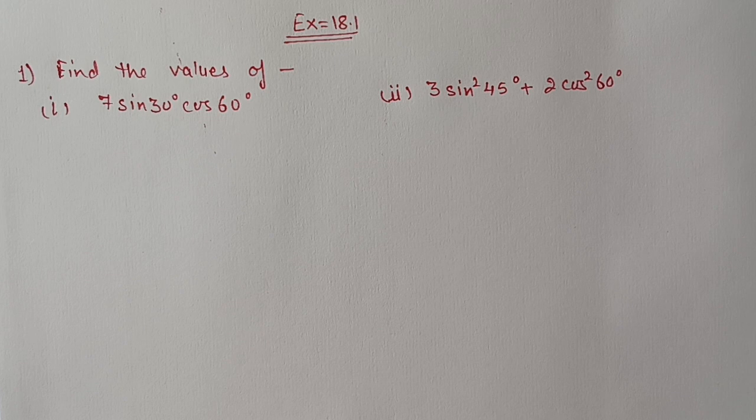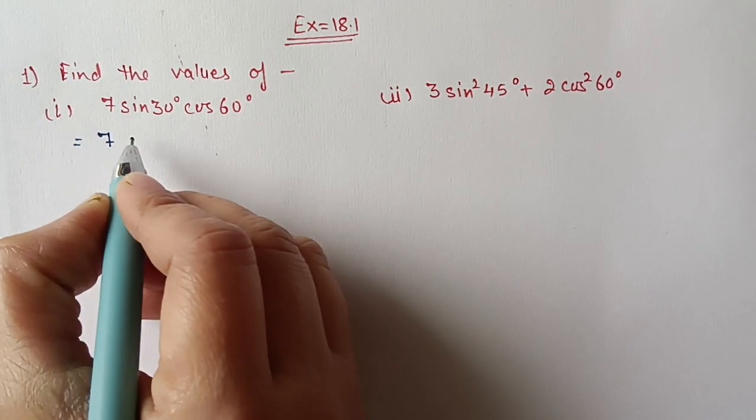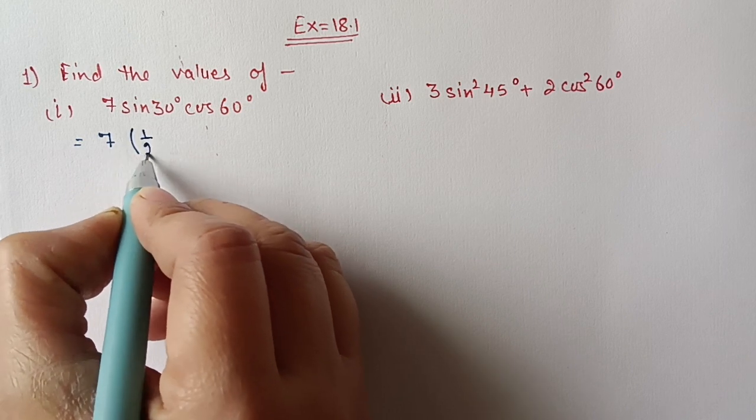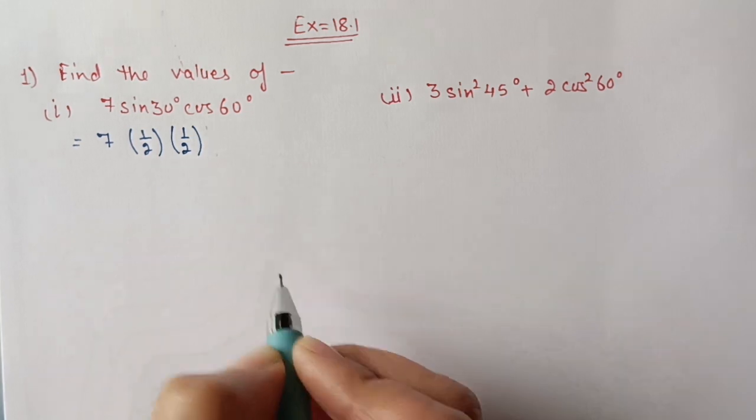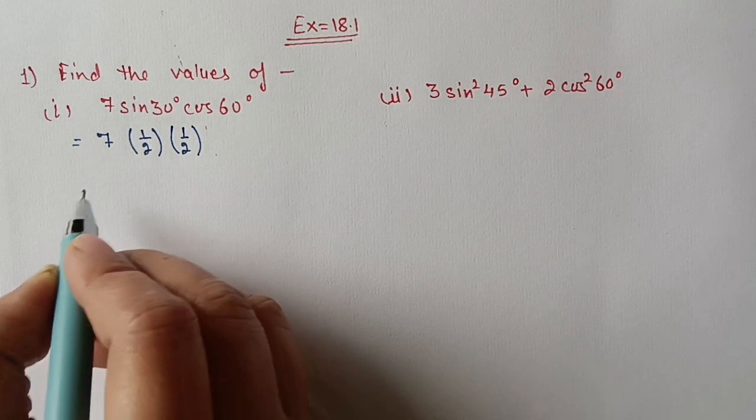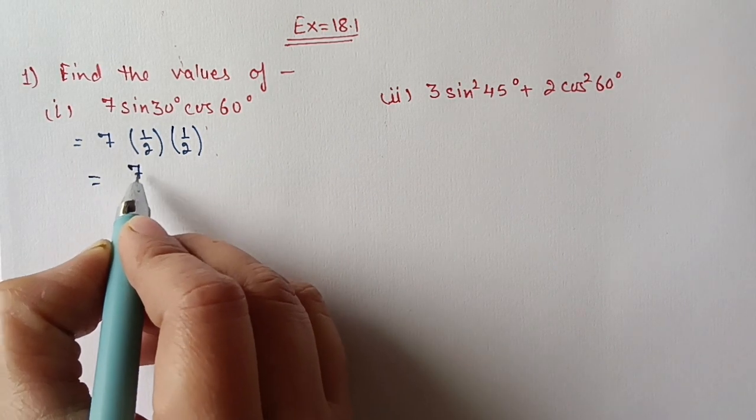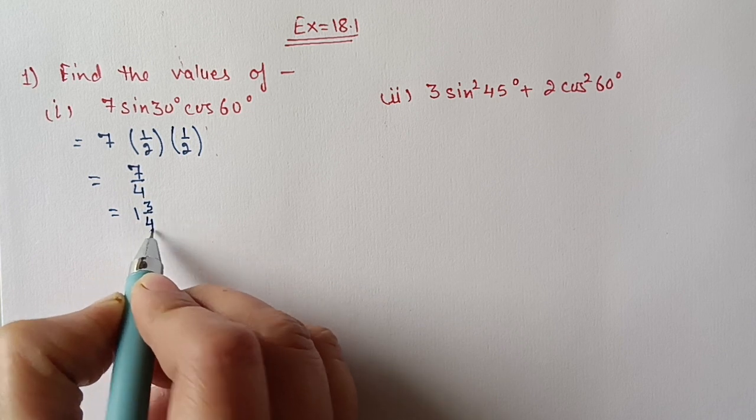Now we will start exercise 18.1. All these values of standard angles we have to use in this exercise. So the first question we have is sine 30, 7 sine 30 cos 60. So sine 30 value is 1 by 2. Cos 60 value is 1 by 2. So initially you can see the table and substitute the value, but later on you have to learn all these values. After multiplication, 7 by 4, or one whole number, 3 by 4.